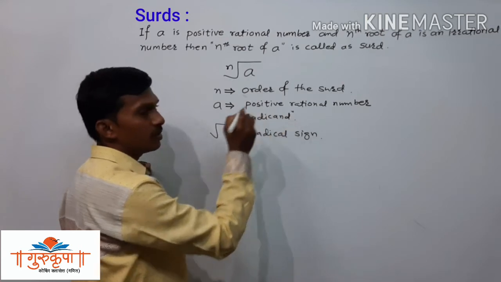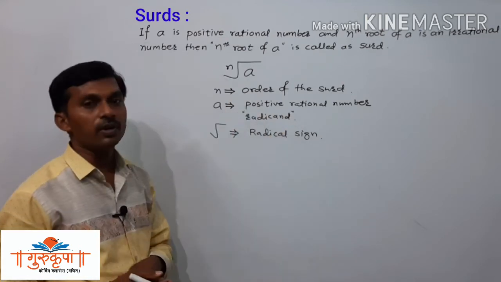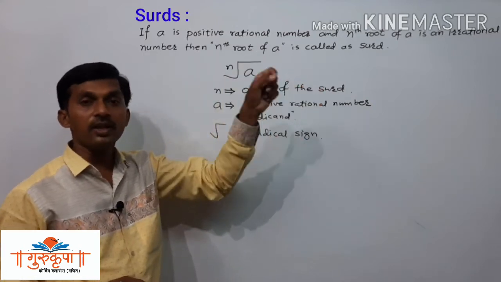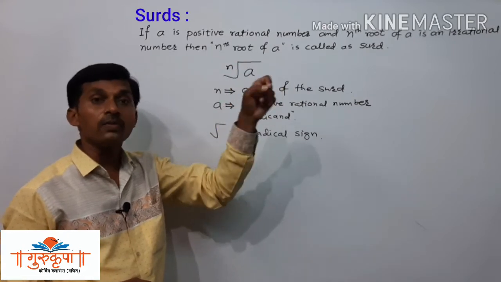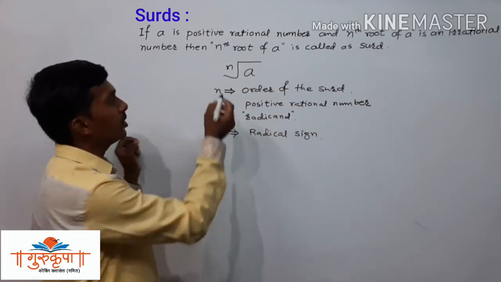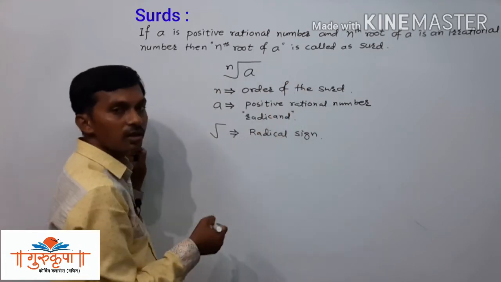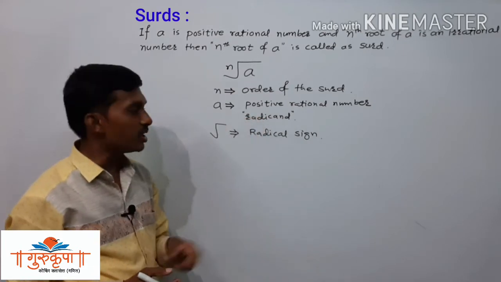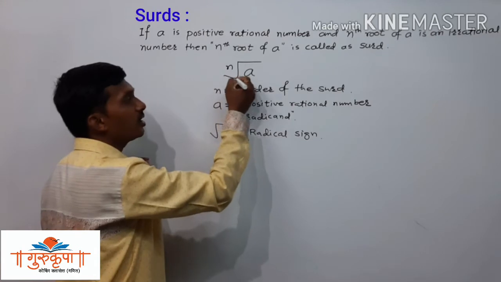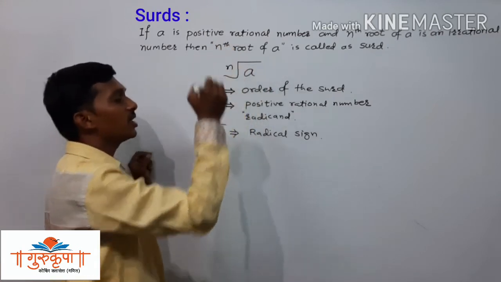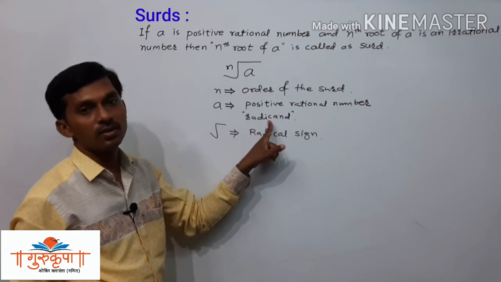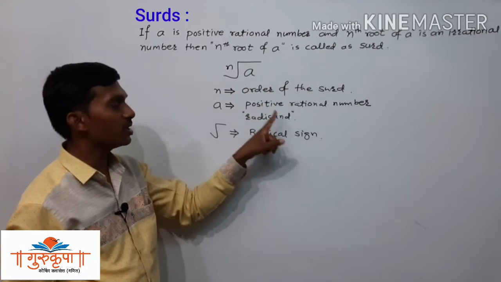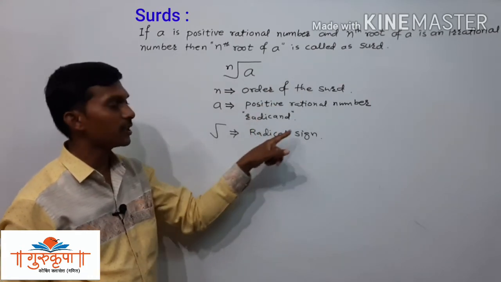A question may be asked on this concept for 1 mark. You have been given a surd and you have to write the radicand, or you have to write the order of the surd. At that time we have to know that here n is nothing but the order of the surd. Here a is the positive rational number which is called the radicand since it lies inside the radical sign. So you have to take care about this. All these three things are important. Here n is the order of the surd, a is the radicand, and this is the radical sign.